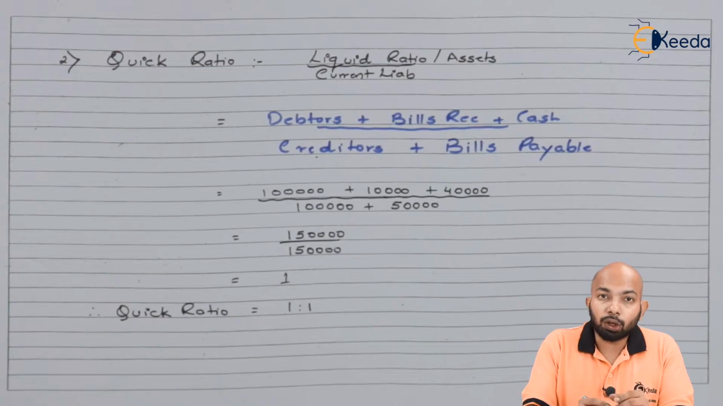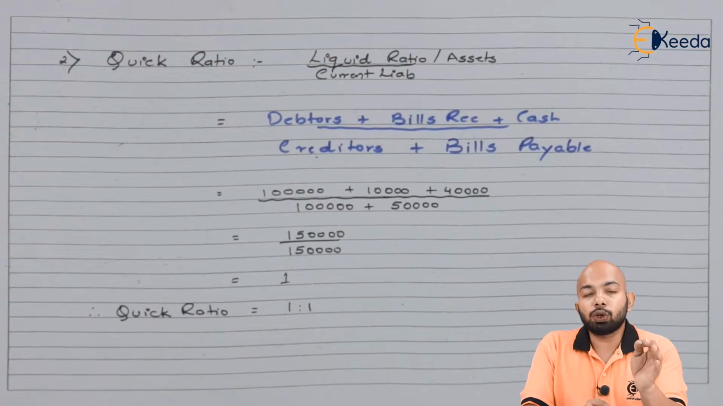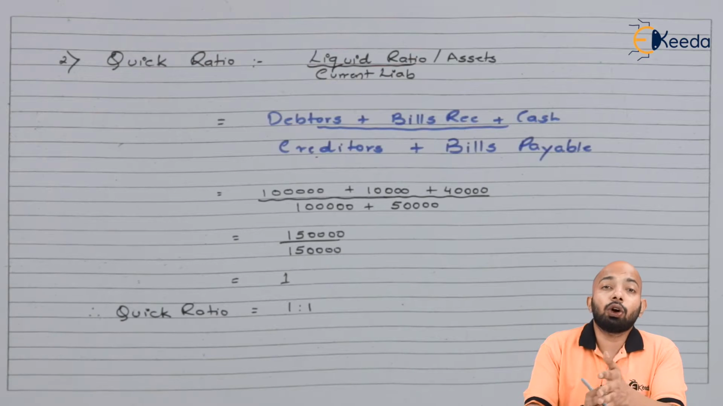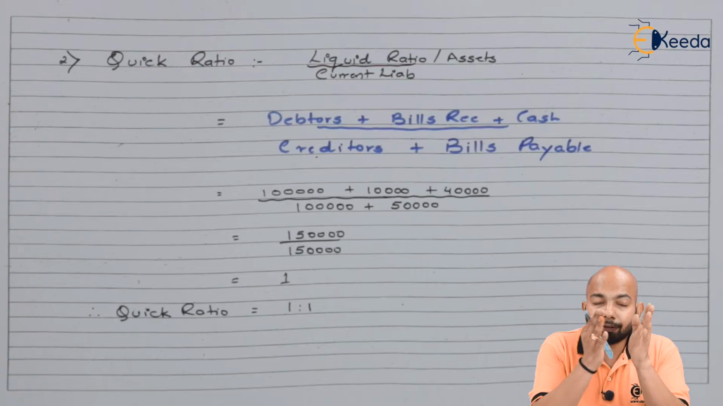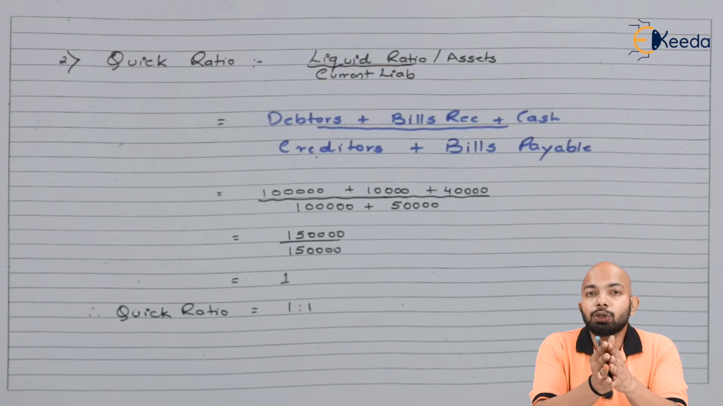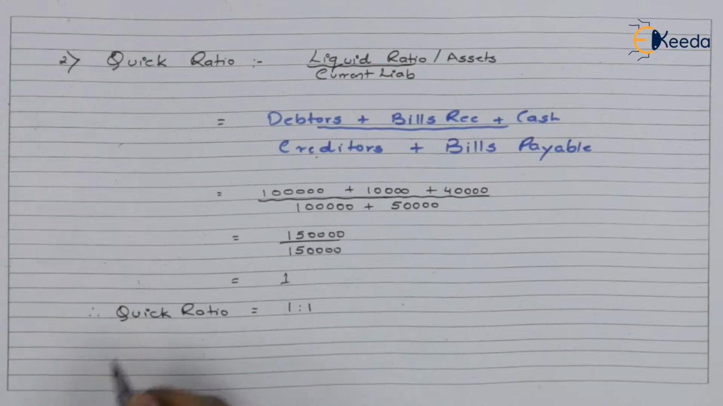If you can see, we figured out the quick ratio as well. The numerator is 1,50,000 here, and the denominator is also 1,50,000 here. So the ratio itself is 1 is to 1. That means the quick ratio is 1 is to 1 here.